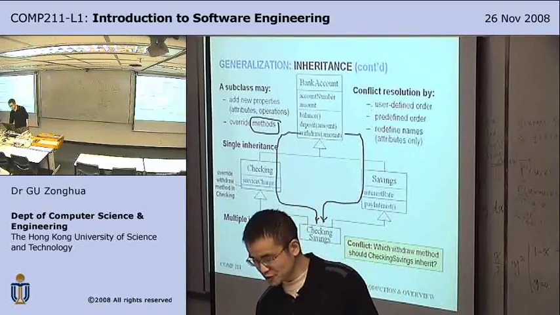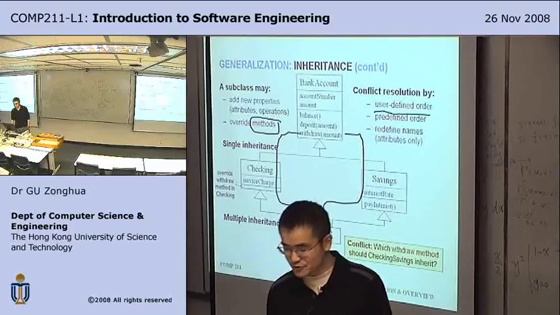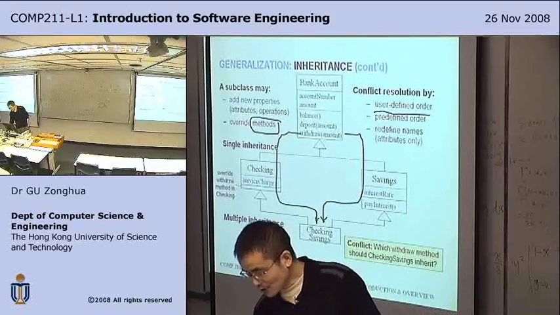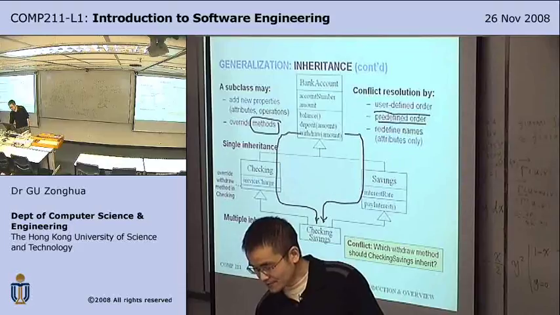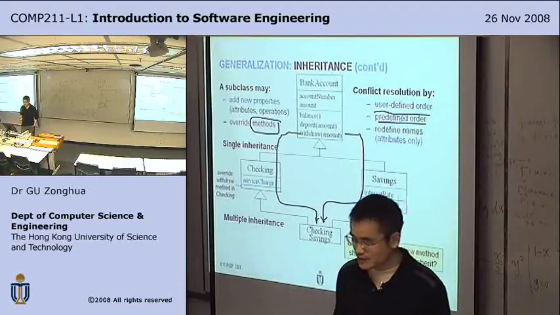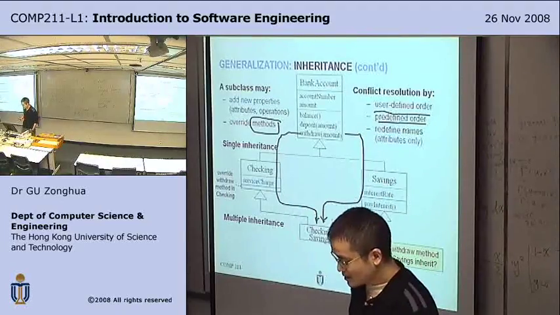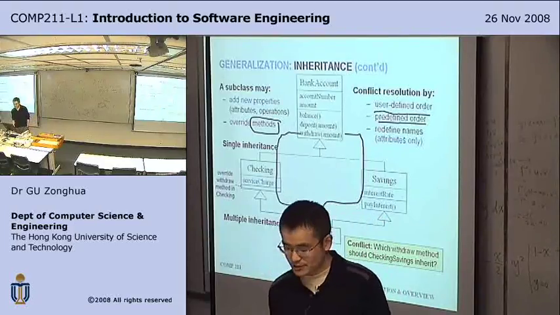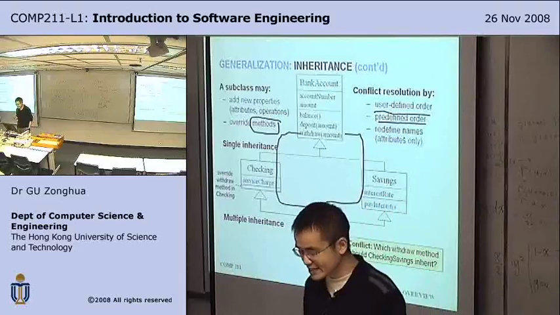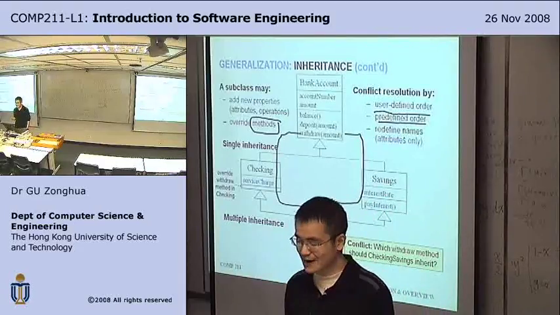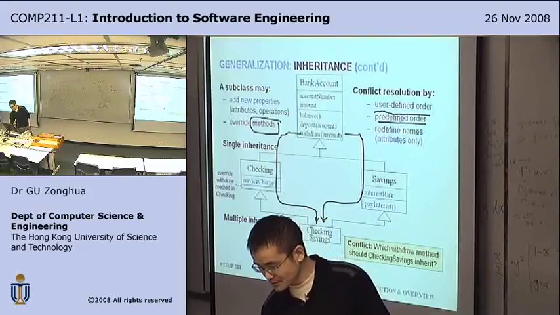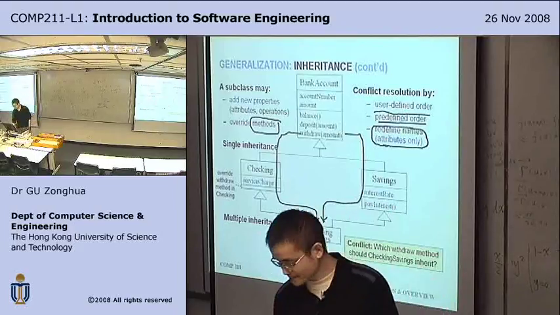You can say it's a user-defined order. That is, the user says, okay, it should inherit the one from checking. Or predefined order. So, for example, always prefer all the methods in the checking to that of the savings. Or redefine names. You can say checking withdrawal and savings withdrawal. Redefine the names so you can have different operations. So, redefine name is only for attributes. So you have new attributes.